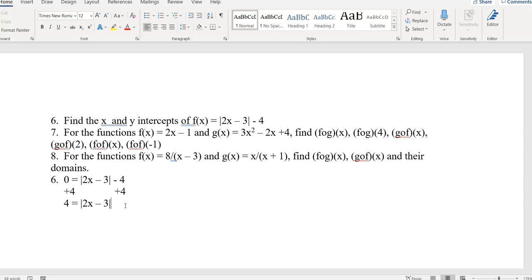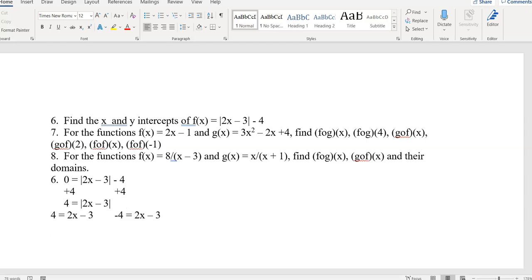Now, there are two equations that must be solved. The first one is just to drop the absolute value. And in the second one, we have to make the number that wasn't in the absolute value negative, and then we drop the absolute value. So let's solve both of these linear equations.